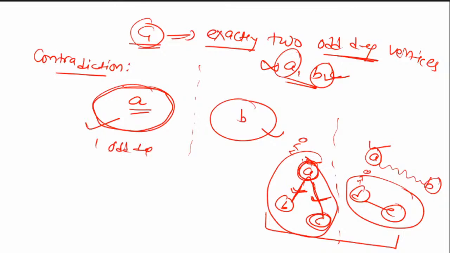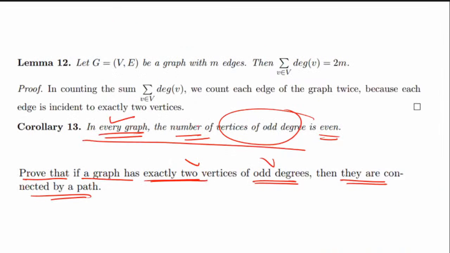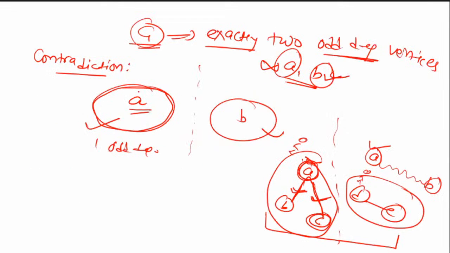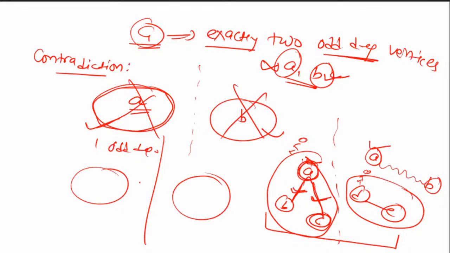That is why this cannot happen, because we have proven that in every graph the number of odd degree vertices must be even. Similarly, the other component cannot happen either. So you can say it cannot happen that A and B are disconnected. This is how you can prove it.